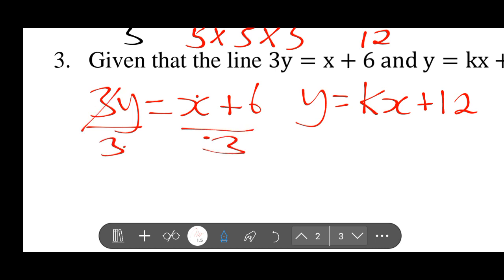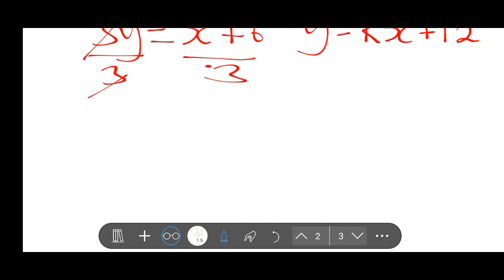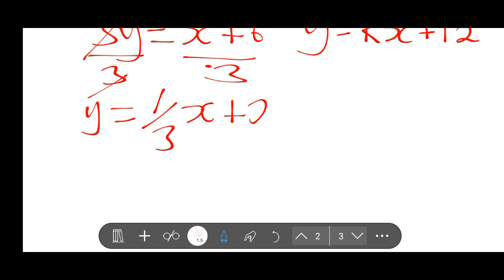So you cancel out the 3s, and on this side you remain with y is equal to x divided by 3, so 1 over 3x plus 6 divided by 3, which is 2.